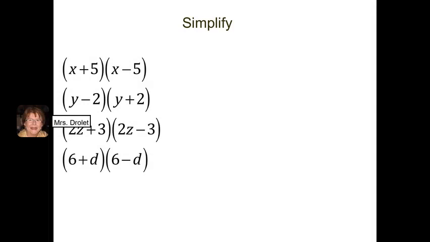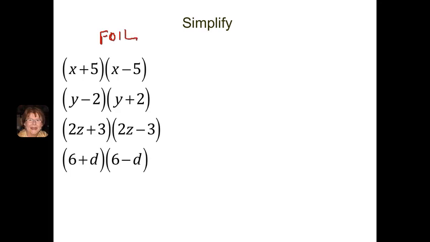So your task now is to simplify. You have a binomial times a binomial. Remember, a binomial times a binomial, you're going to use the FOIL method. Are you familiar with FOIL?